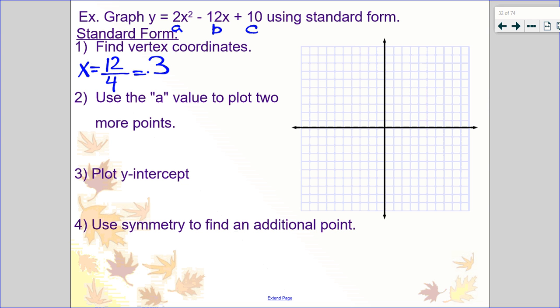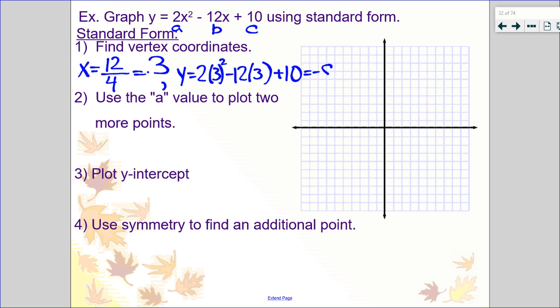Now to find the y value, if you know the x value, you just plug it into the equation. So y equals 2 times 3 squared minus 12 times 3, so that's 12 times x, plus 10. And I believe we get negative 8 here.